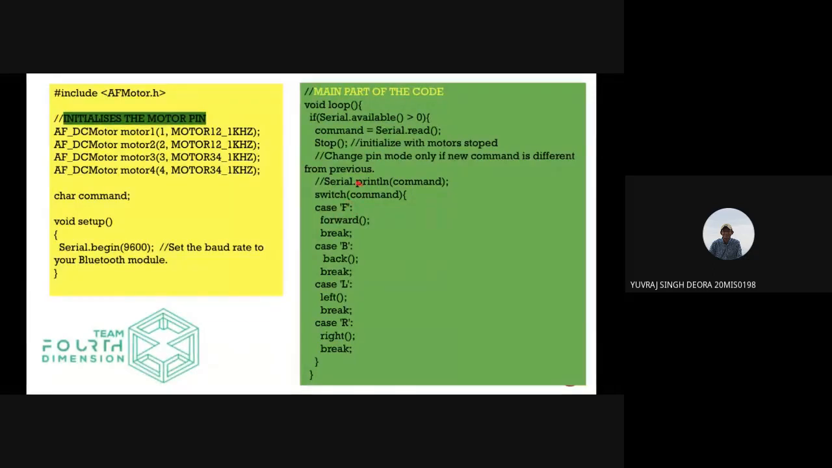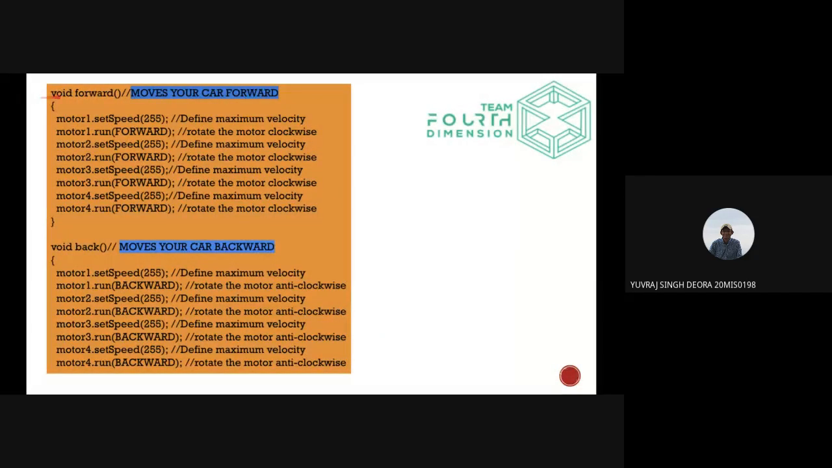Suppose the value of the command variable is f, then based on the conditional switch case statement, our forward function will be executed. As you can see, based on the different values of command, all these functions are executed. If it is f, then the forward function will be executed. If it is b, then the back function will be executed. I will show you all these functions. So let's see this forward function over here.